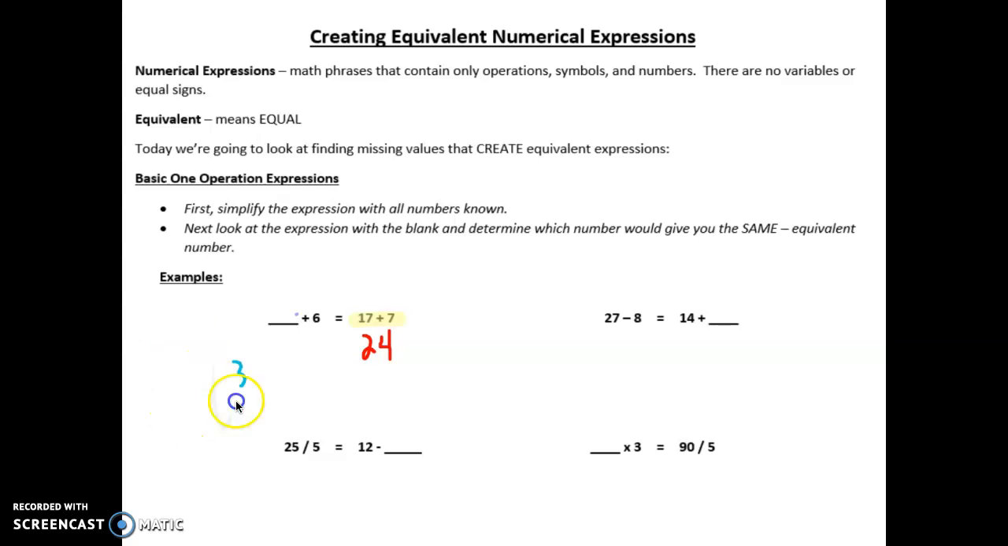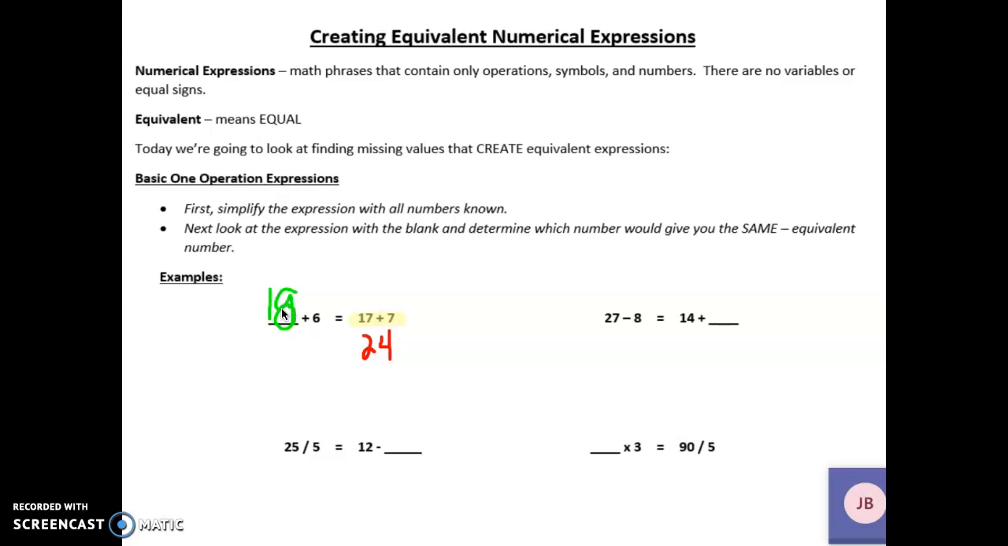All right, so using mental math or those number relationships, hopefully you're able to agree with me that this missing number is 18. 18 plus 6 is 24.